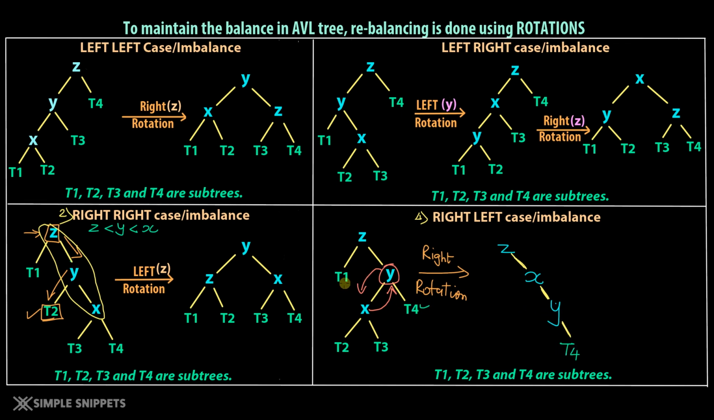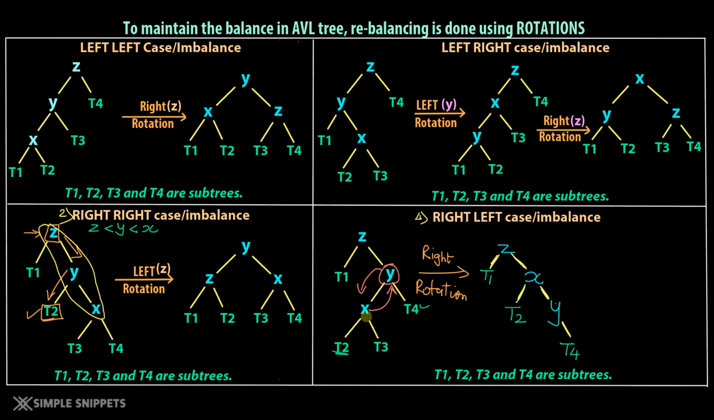What about T1? T1 was the left child of z. So T1 will be over here as it is, as the left child of z. So what about T2? T2 was towards the left of x. So in this new rotated structure also, T2 will be towards the left of x, correct? As it is. So we are left with T3.